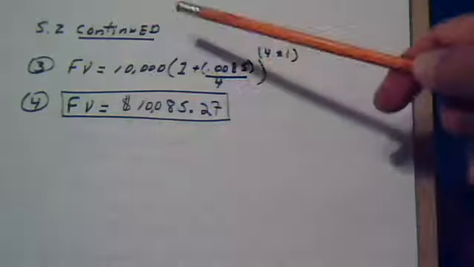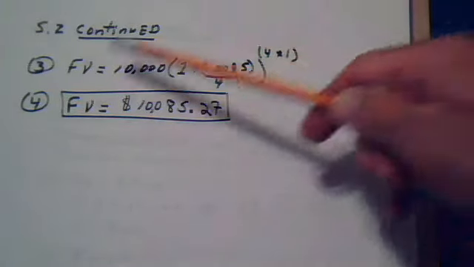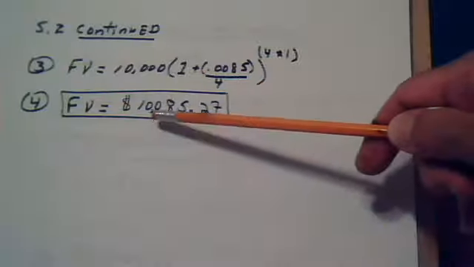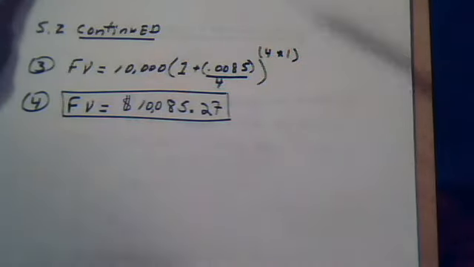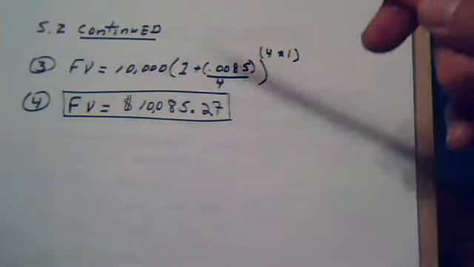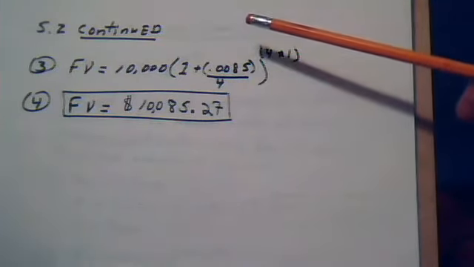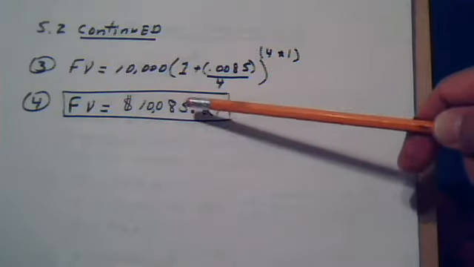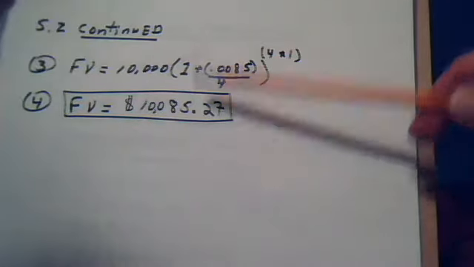You plug it into the respective places, and you get a future value of $10,085.27. So this 10,000 in the future, when this amount of time goes by, is going to turn into this amount in the future. The 10,000 will turn into this amount.